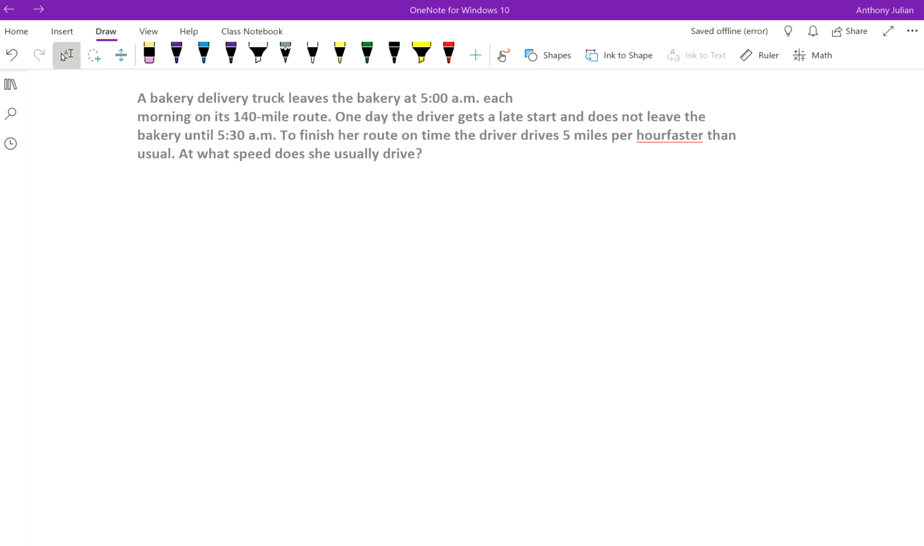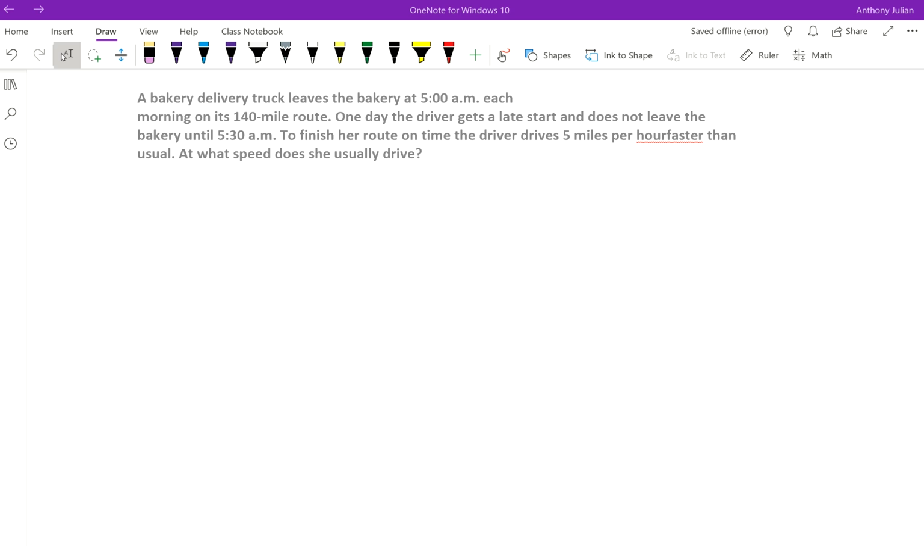A bakery delivery truck leaves the bakery at 5 a.m. each morning on its 140-mile route. One day the driver gets a late start and does not leave the bakery until 5:30 a.m. To finish her route on time, the driver drives 5 miles per hour faster than usual. At what speed does she usually drive? All right, to make up for that. All right, so let's see, what do we got here?